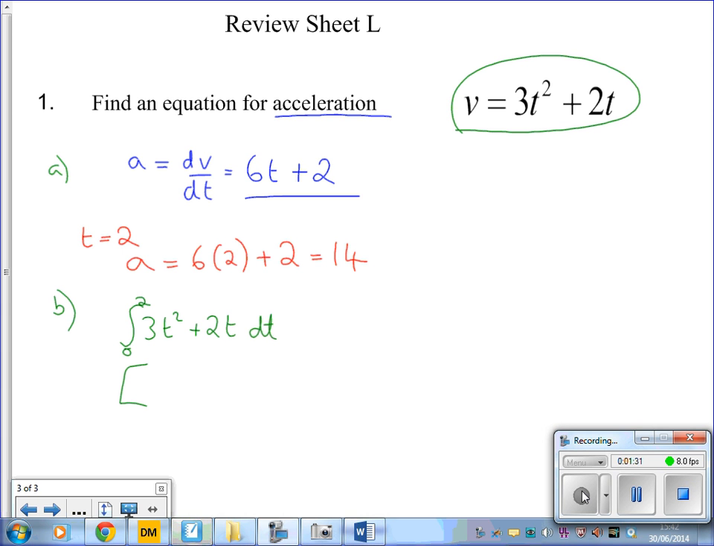So integrating, I add 1 to the power and then divide by the new power. So I'll have 3t cubed over 3 plus 2t squared over 2, and between the limits of 2 and 0. This simplifies nicely then to the 3's cancel, and I've just got t cubed plus t squared between these limits.